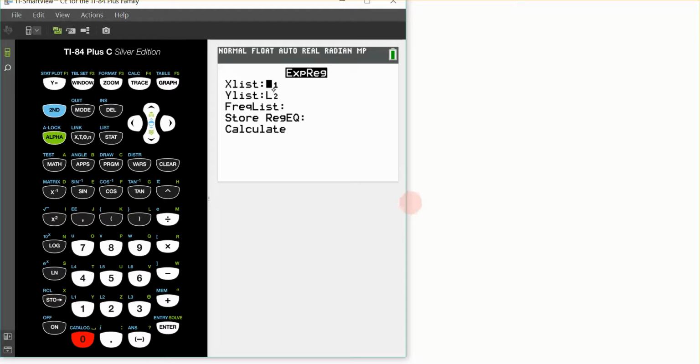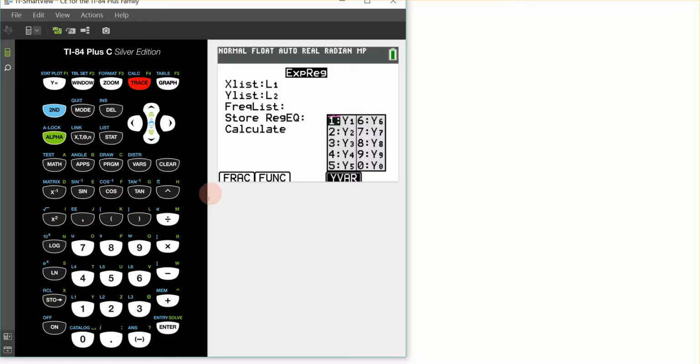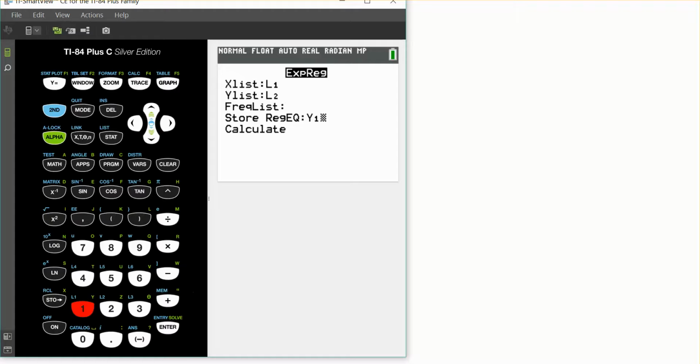And here it brings up a window for me. It's telling me that the x values are going to be in L1, the y values are contained in L2, and then I'm going to arrow down here to store the regression equation, because I want this to be stored directly on my y1 line on the y equals. To do that, I'm going to hit alpha F4. You can see this little window that popped up over here, and one of the choices is to put this on Y1, which is number 1. And I'm going to go down and hit calculate.